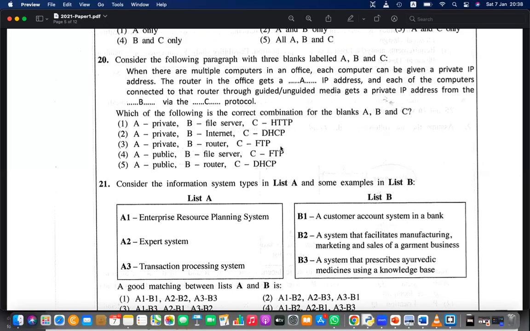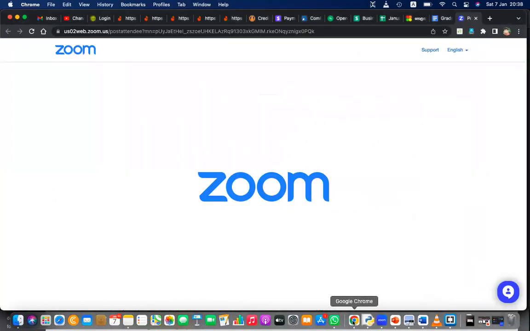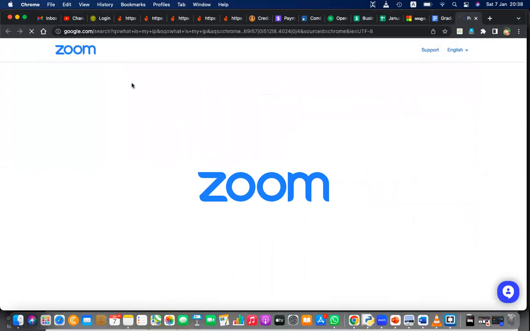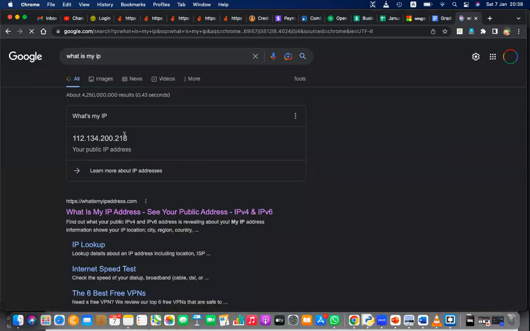Your router has 2 interfaces. One is the private interface, the other one is the public interface. If you want to know what the public IP address related to you is, you can go to Google and search, what is my IP? And Google will reply, this is your IP, 112.134.200.218. Actually speaking, this is your public IP address, you can see.